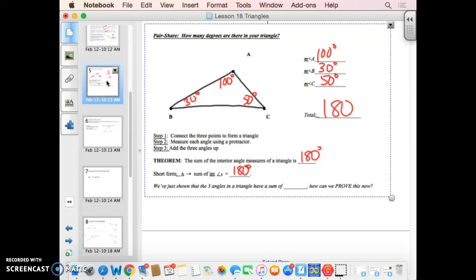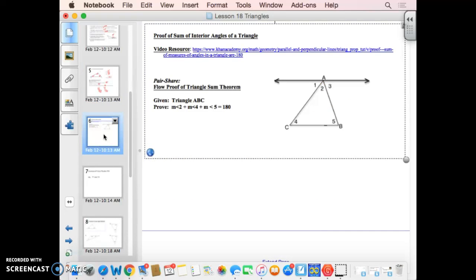In short form, this says triangle sum of interior angles equals 180 degrees. So we've just shown that the three angles in a triangle have a sum of 180, which is true going back to that 60, 60, 60. 60 times 3 is 180. And then we had a 70, 70, 40, I believe. 70, 70, 40 also adds up to 180 degrees. So all the triangles we've looked at today have angles that sum to 180 degrees.